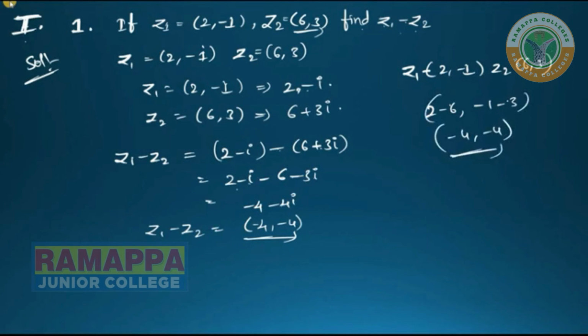Why I am doing it like this: it is a complex number, so that's why I am representing it in the complex form. So i is a complex number like this, in complex form. That's why I am taking it as i and doing the solution like this. Now move to the second one.